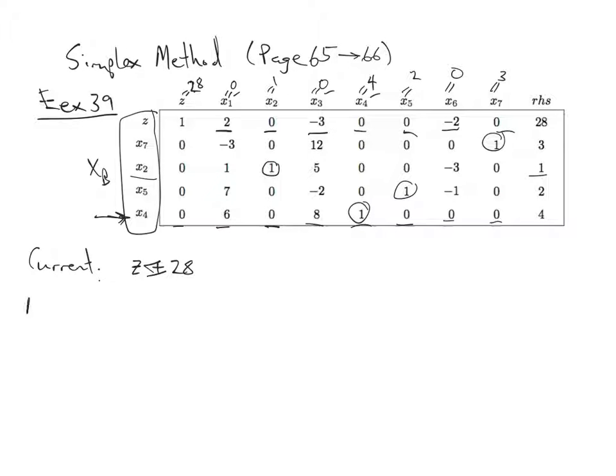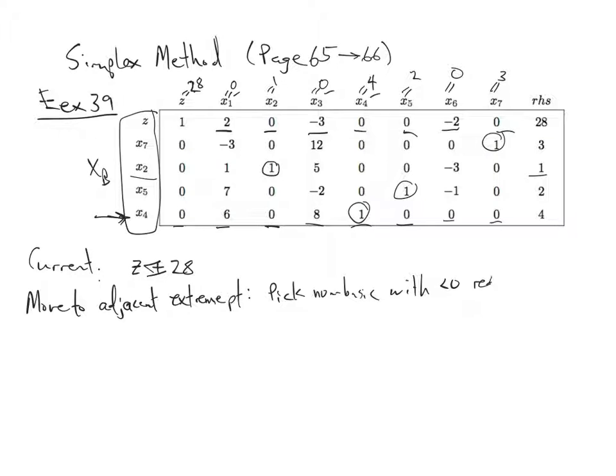But now we want to move to an adjacent extreme point. An extreme point, or a corner point, is the whole point of the simplex method. It goes from extreme point to extreme point, getting better and better scores until it finds the best one where it can't improve any. So how do we do that? The whole idea is to pick a non-basic variable with a negative reduced cost. Reduced cost is the fancy term for this hideous formula we had for the top row.